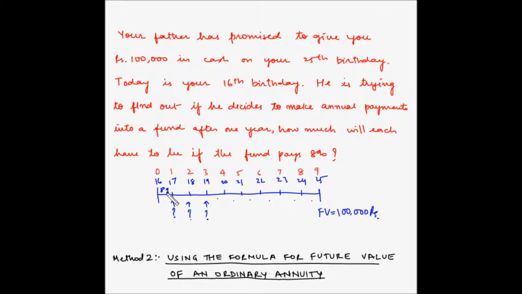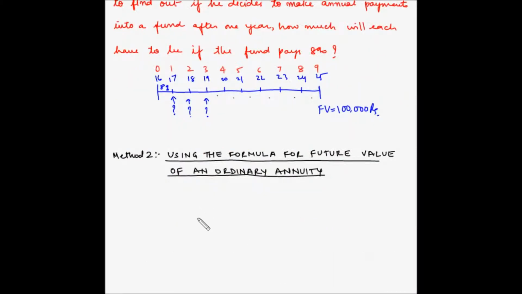The rate of interest is 8%, and of course the payments are the same for each year. So we can use the formula for future value of an ordinary annuity to find the annuity amounts. Now let's note down the formula for finding out the future value. So FV is equal to A into bracket (1 plus I) to the power n minus 1, divided by I. Future value is 100,000. A is unknown.